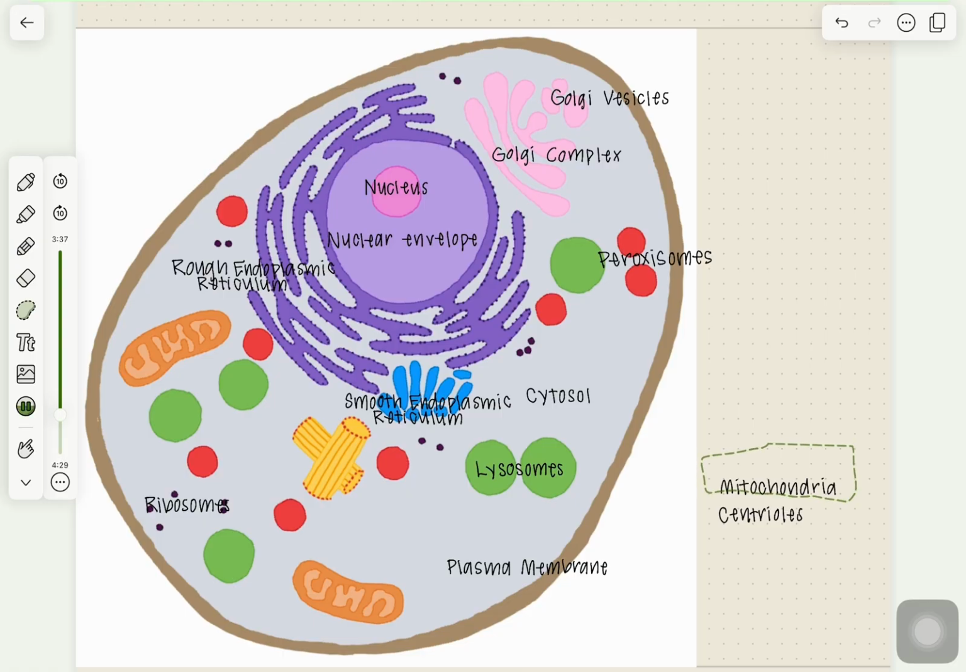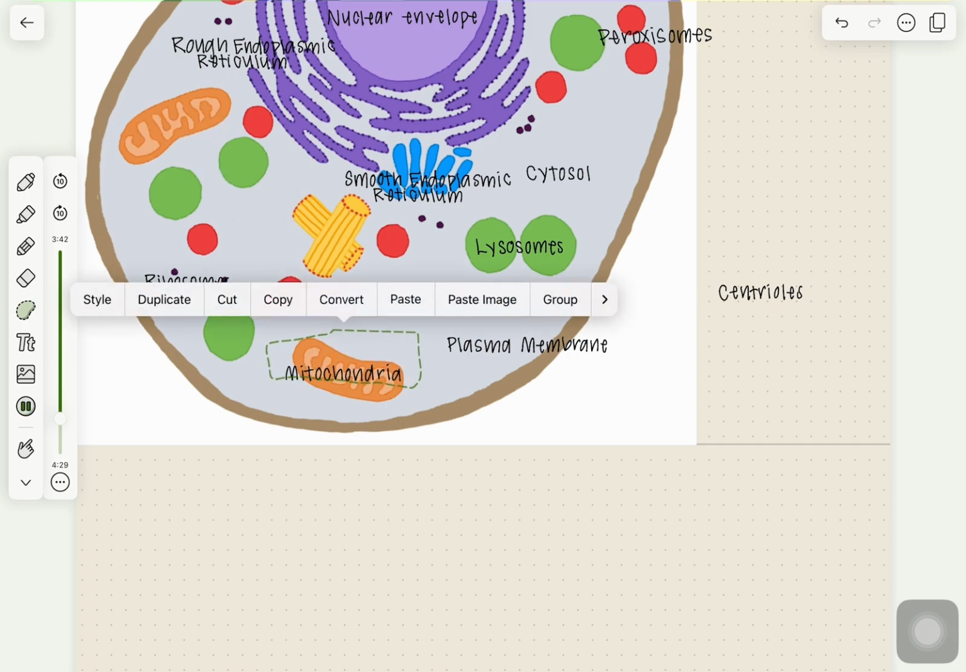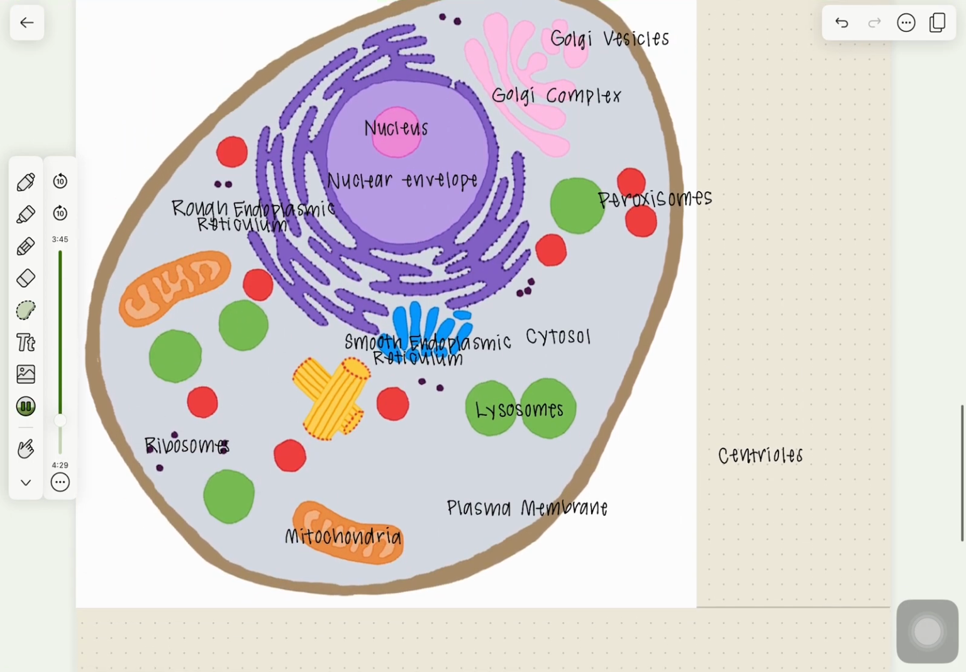We have our mitochondria, which are going to be the orange peanut-shaped organelles. They are oval-shaped organelles, often called the powerhouse of the cell. They have many internal folds known as cristae. The folds increase the surface area for ATP production, and the mitochondria synthesize ATP using a variety of starting materials.